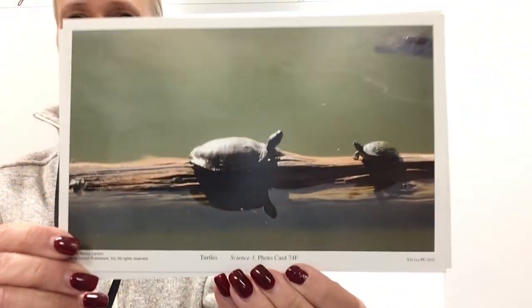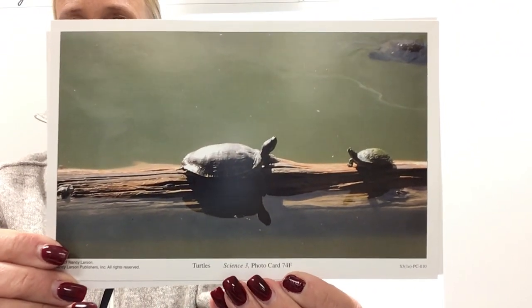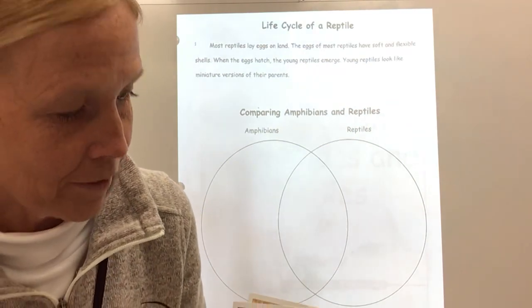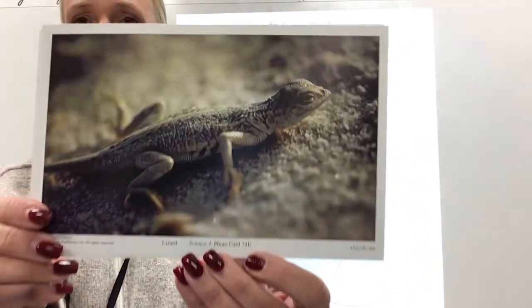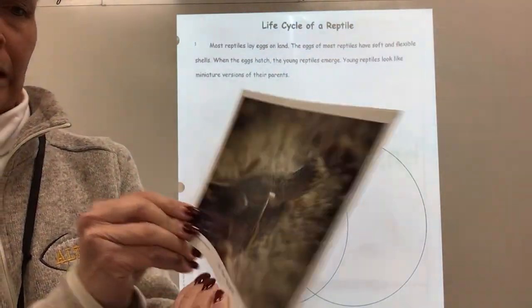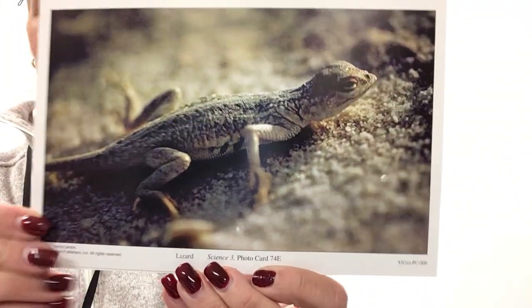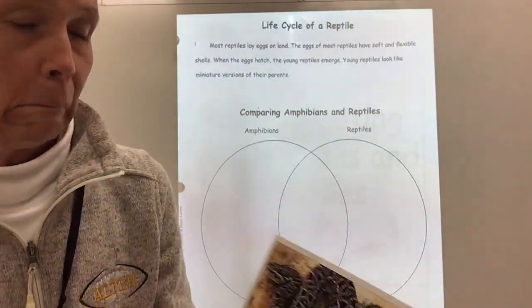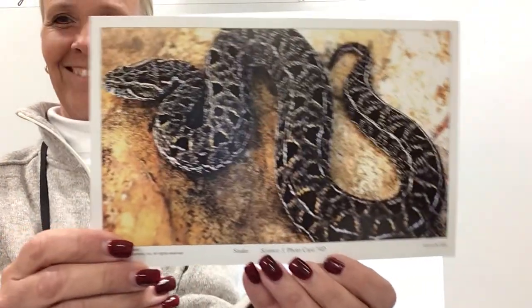Turtles, and I mentioned that in the last video, they like to get up on those logs and sun themselves and get warm because they're poikilothermic, remember, cold-blooded. And this is a lizard. Snake.